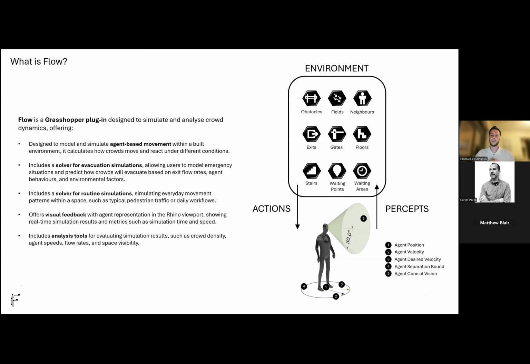The agent is specified by a position, which is a Point3d in the Rhino environment, a Vector3d which is velocity, the vector direction in the environment. Then we have a desired velocity, which is another Vector3d. This desired velocity is basically the direction where the agent would like to go. And this direction is aggregated with the main velocity with a steering vector. And then we have a separation boundary, which is used for neighbor separation. And then we have a cone of vision, which is used in the analysis components.